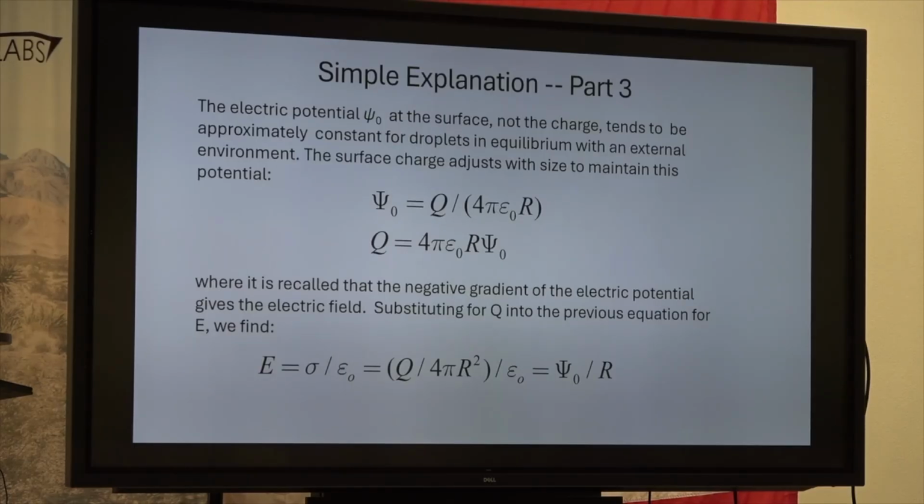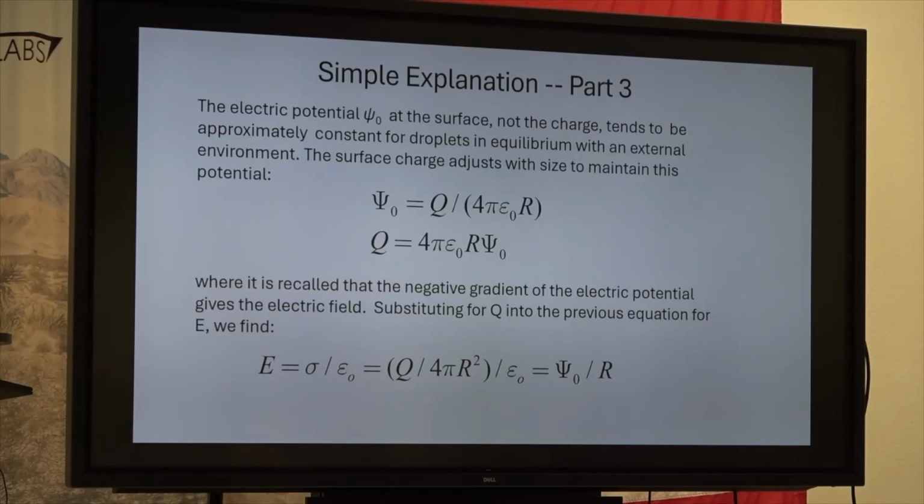The surface charge adjusts with size to maintain this potential. Okay? So here it is. You can read this. That's why sometimes these things are worth studying as opposed to giving you a lecture, but you really want to study it. So look, psi naught is Q over 4 pi epsilon naught r. Okay, and Q is this thing. I'm just solving for Q in this formula. Fine. Where it is recalled that the negative gradient of the electric potential gives the electric field.